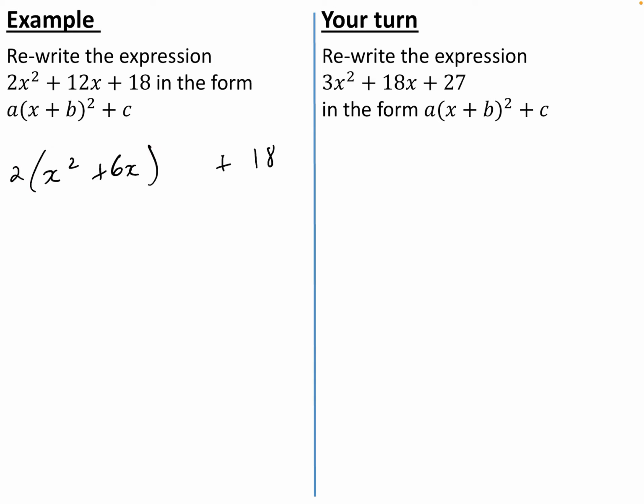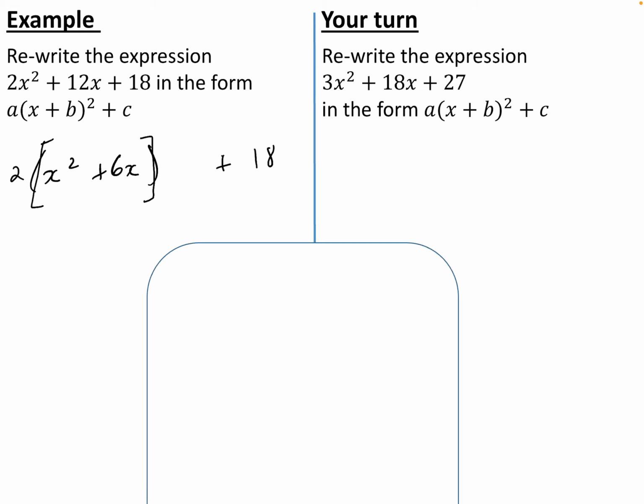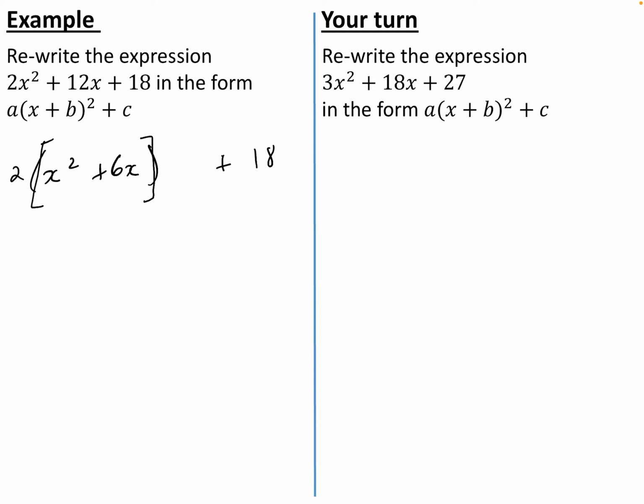So I'm going to turn this into square brackets because that's what I would normally do. Completing the square here, and making sure I keep those 2 terms carried down on the outside, I've got 2 times x squared plus 6x, which gives me x plus 3 squared minus 9, close brackets, and I've still got that plus 18 on the end.